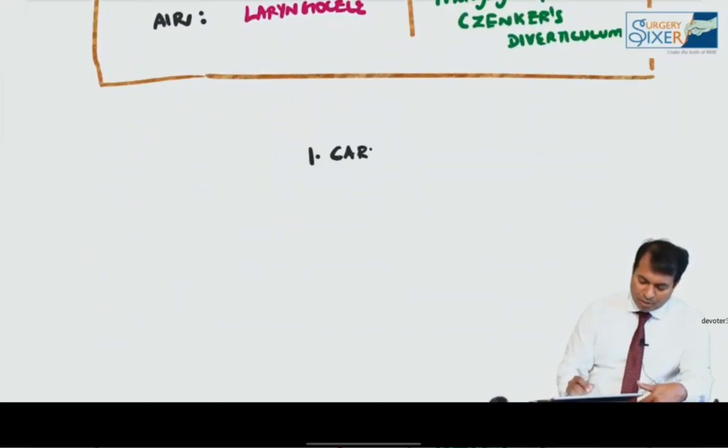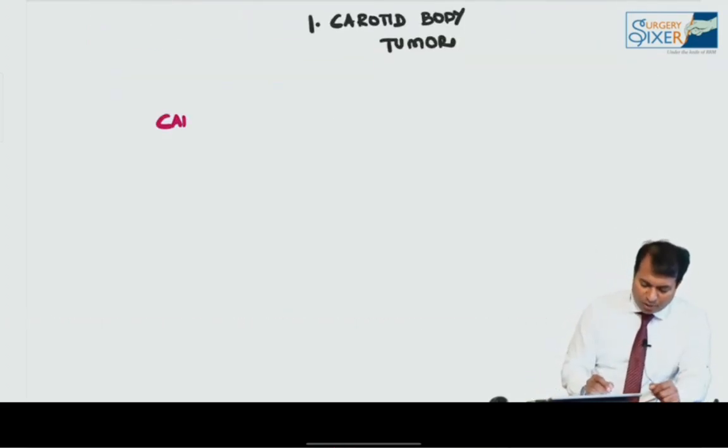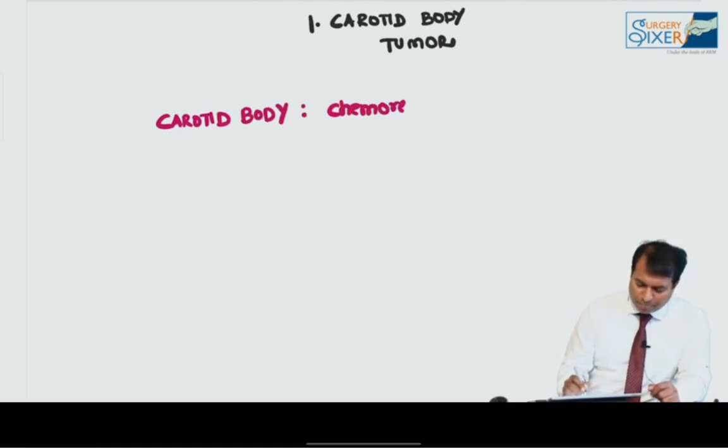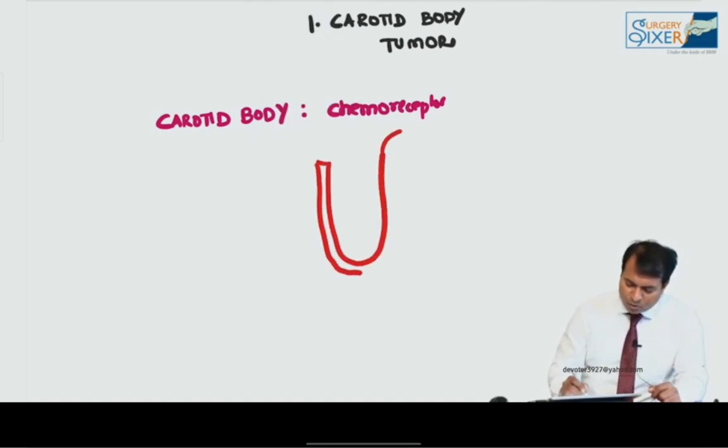The first one is carotid body tumor. What is the carotid body? Physiologically, the carotid body is a chemoreceptor. Please remember, it is a chemoreceptor. Where is it seen? It is seen exactly at the bifurcation of the common carotid artery. This is the external carotid artery, and this is the internal carotid artery.